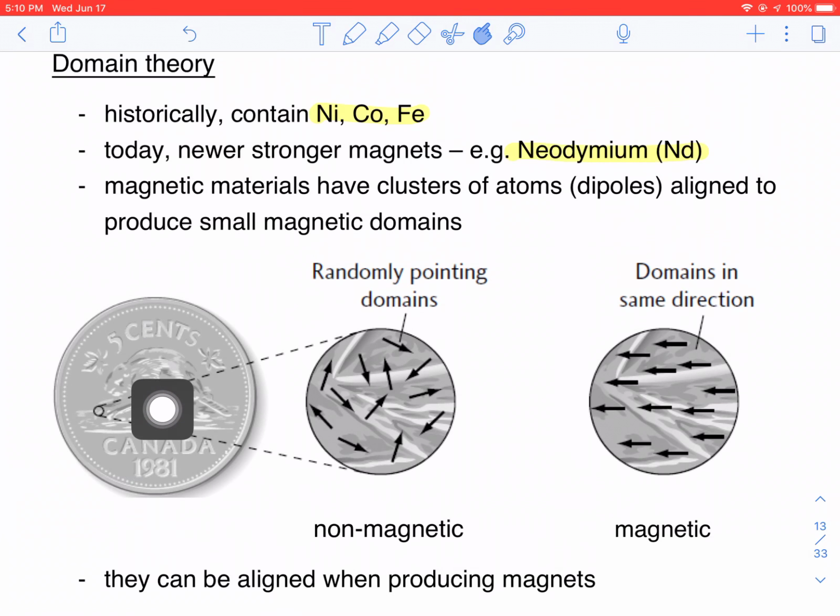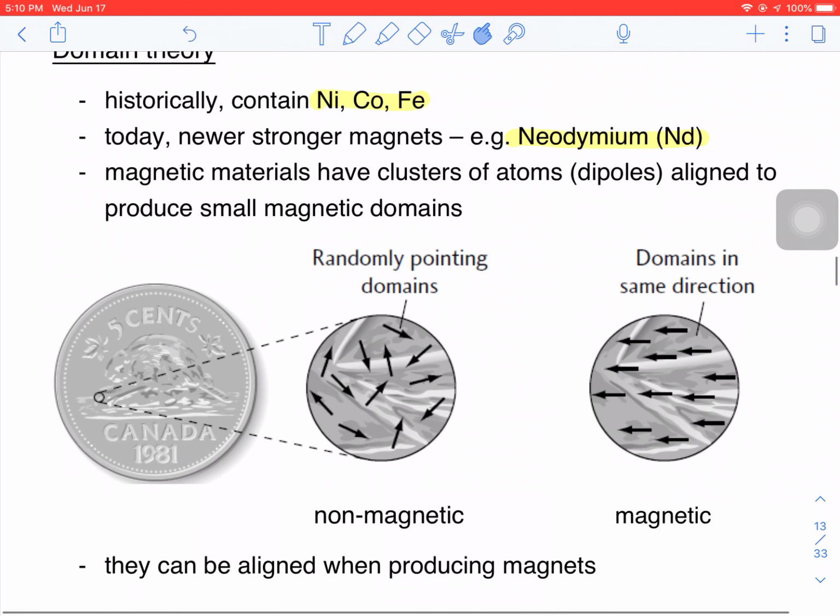This nickel is not magnetic because all of the domains in here, the dipoles, are pointing in different directions, and they cancel each other out. If I took this same nickel and aligned all of the domains so they were all pointing in the same direction, I would turn the nickel into a magnet that has a north pole and a south pole at opposite ends.